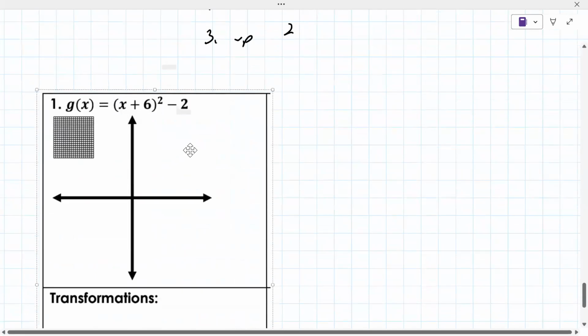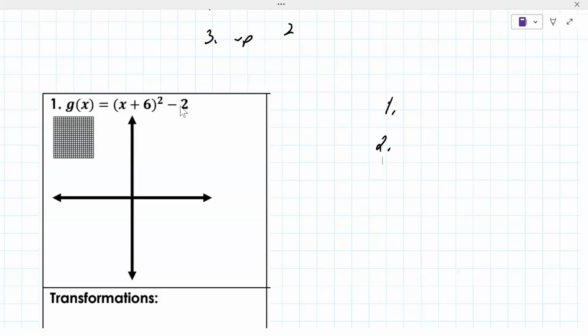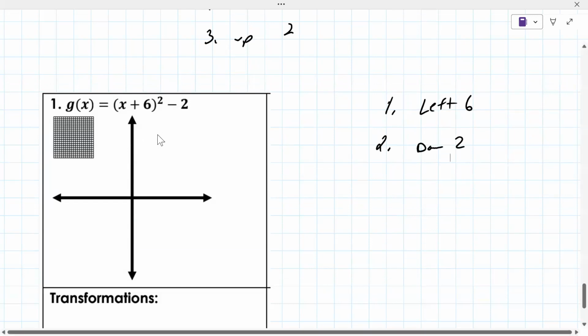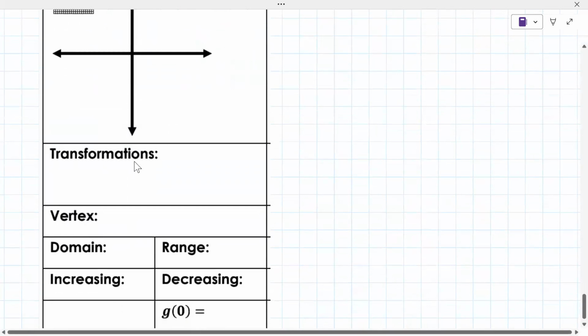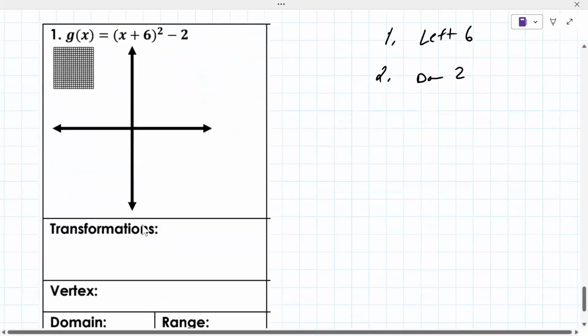The transformations are no different than with absolute value. This one has two transformations. Forget the fact that it's a squared. We'll get to that at some point, what that means. What are the two transformations here? It's the +6 and the -2. What are the transformations? It is left 6 and down 2. Good. Okay, perfect.